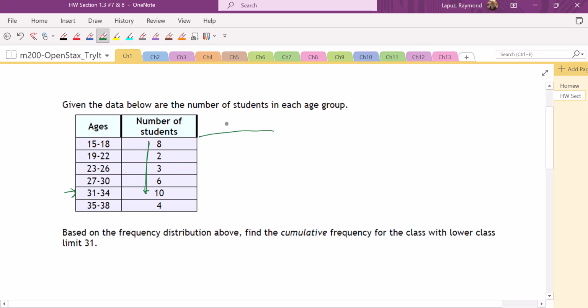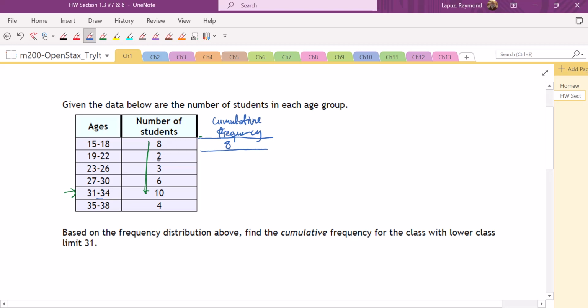So maybe here what we could do is think about adding another column, and then you can say cumulative frequency, and then we will count out the cumulative frequency and just pick out the one that we're interested in for this particular problem. So the first value in the cumulative frequency will be whatever the frequency is for the first class. And then now you keep adding what you have.